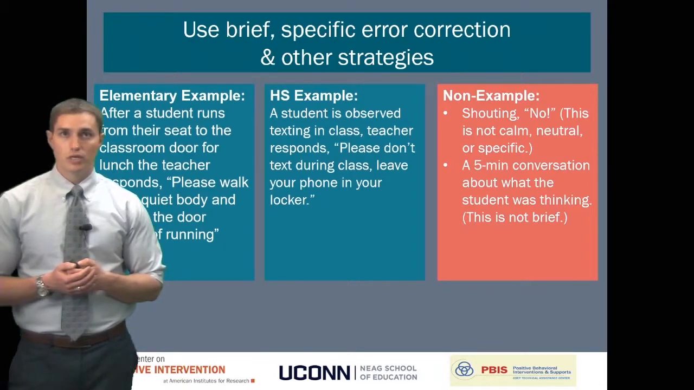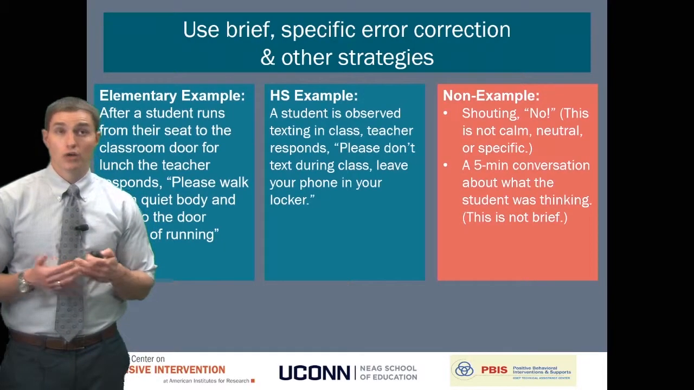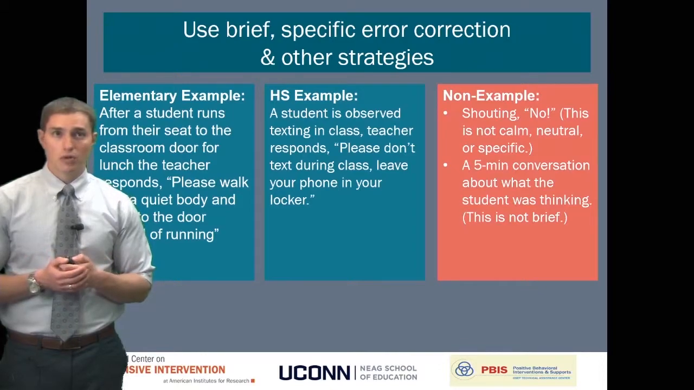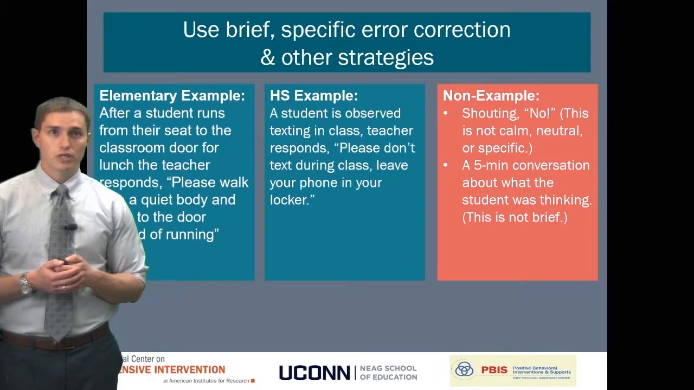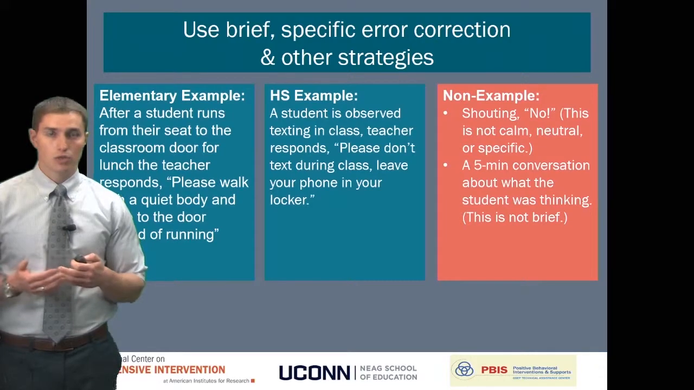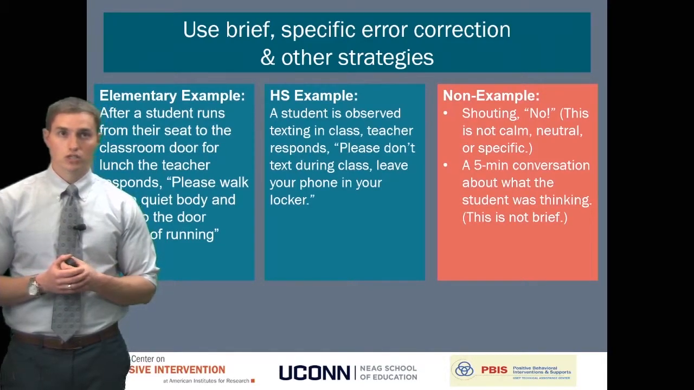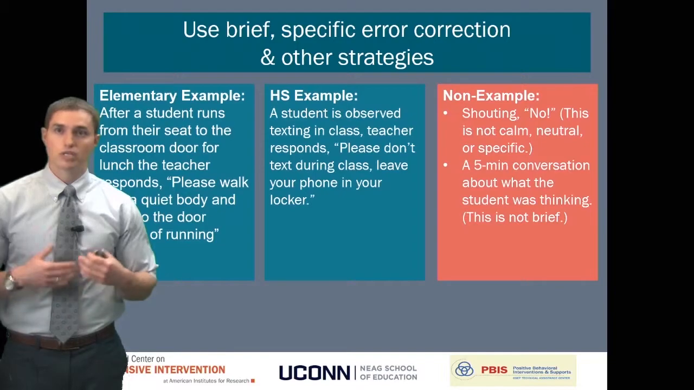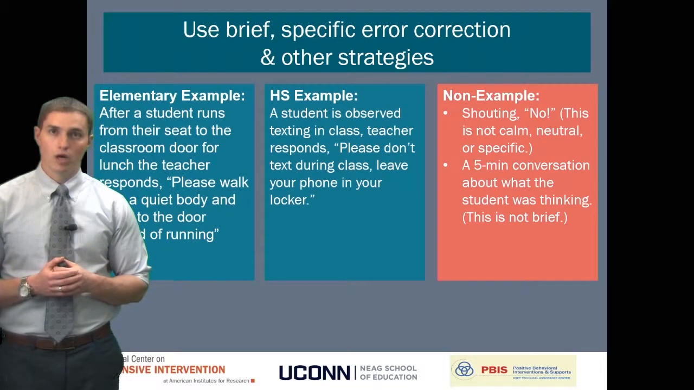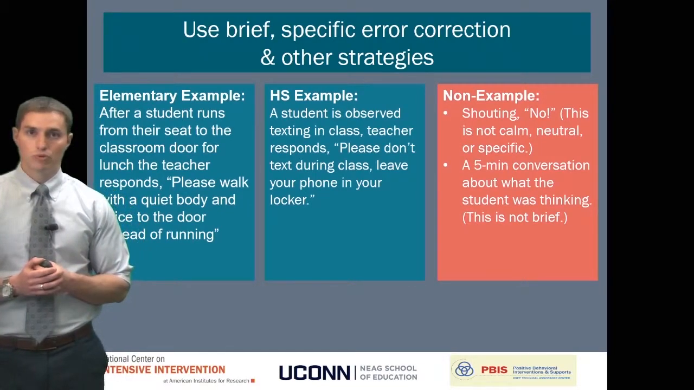A non-example of using brief specific error correction would be shouting no to the student. This would be a non-example as it would not be a calm, definitive response to student inappropriate behavior, and is not neutral or specific. In this case, the student will not have learned what they did inappropriately and how they can correct that in the future. Another example, a 5-minute conversation with a student about what the student was thinking. This would not be a brief specific error correction strategy, as it by nature is lengthy, as it is a discussion with the student, and as it has a tendency to just perseverate on what was inappropriate that you observed the student doing without focusing on what the student can do to improve in the future.